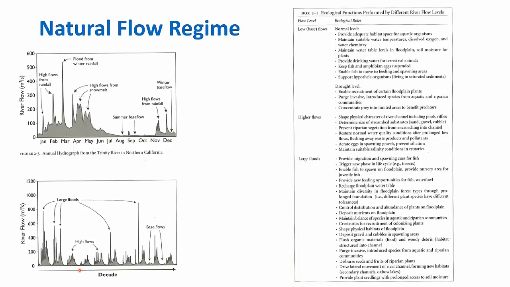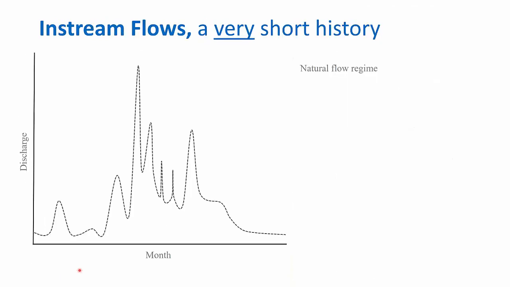So that's why understanding this natural flow regime can help you get your head around how the ecosystems evolved, and this provides you a good understanding of how to restore or conserve the environment. So this is a very short story about in-stream flows, or flows that benefit the freshwater and riparian ecosystems, what lives in the river and along the river.